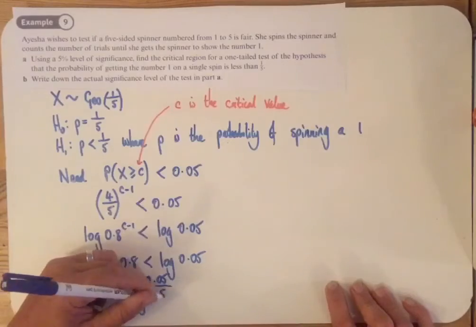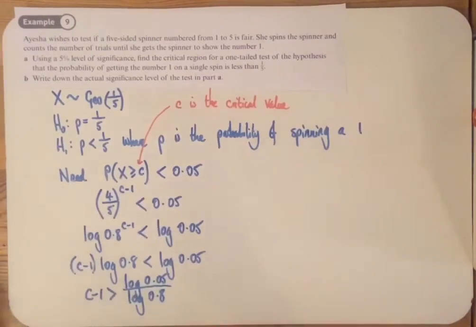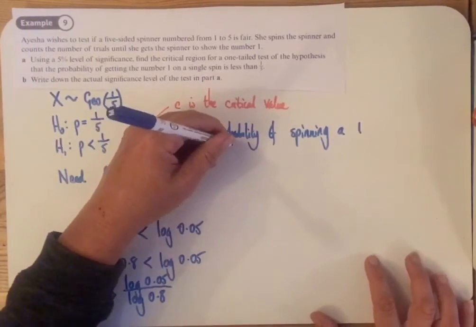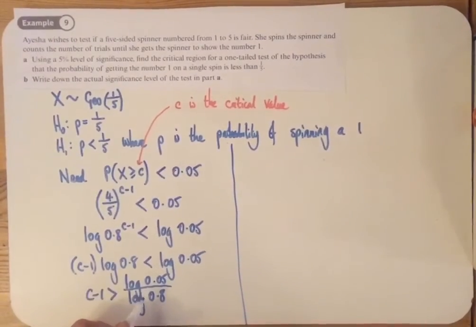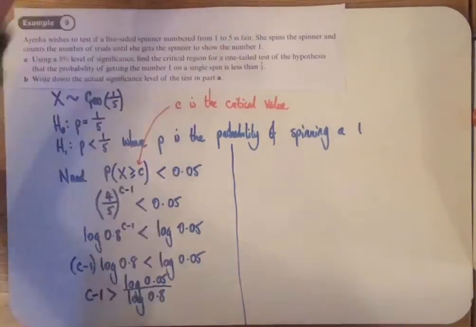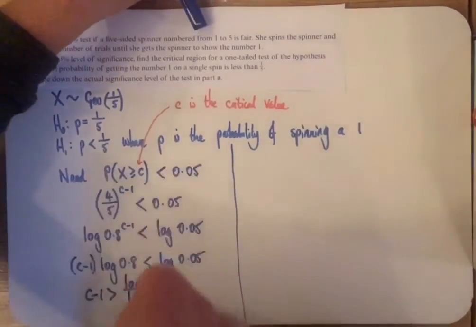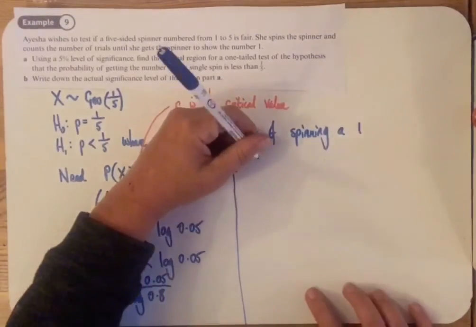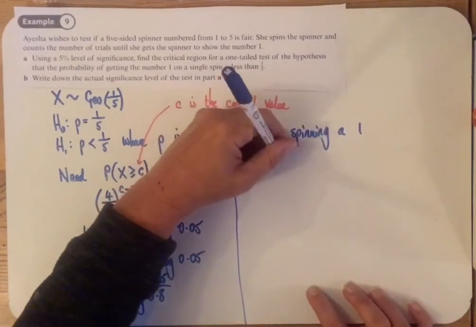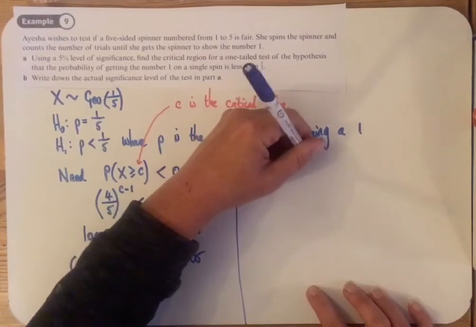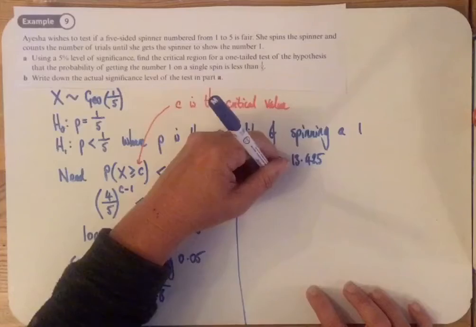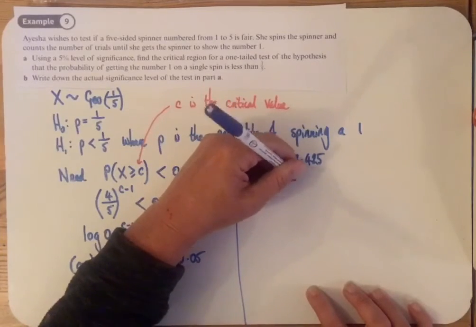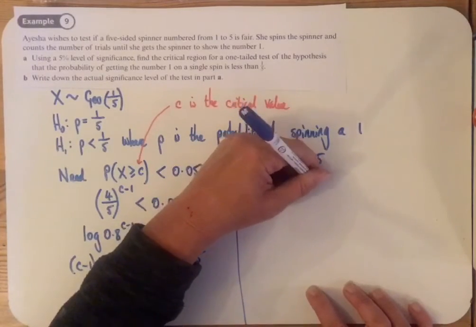If you're really worried about that, you can use equal signs here, but it's not as good, and you won't necessarily know which way to go at the end. Putting that into a calculator gives you 13.425. So c minus 1 is bigger than 13.425. Adding 1 on, c is bigger than 14.425.